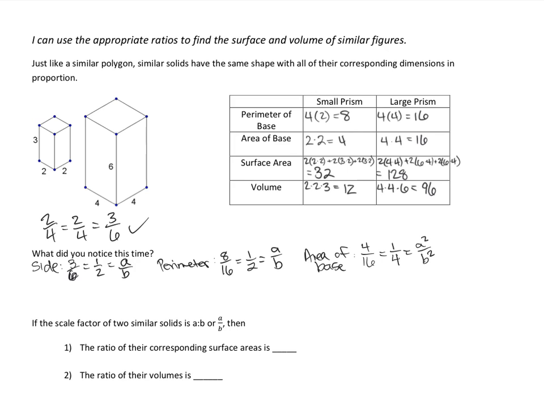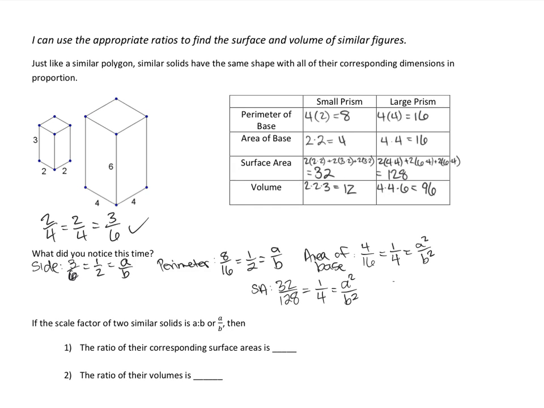Then when I look at the surface area, they're in a ratio of 32 over 128, which if you pulled out your calculator, you'd discover is a ratio of 1 over 4, which again is a squared over b squared.